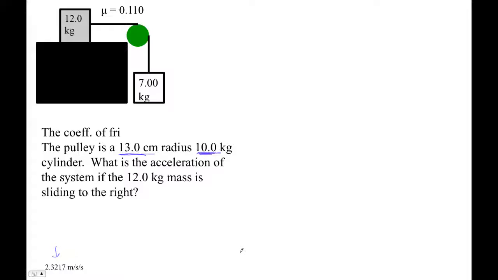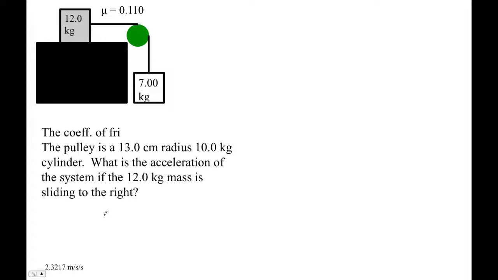Okay. Let me show you how to do this using dynamics, and I think this will pretty much cure you of wanting to use dynamics. Okay, coefficient of friction. All right. Okay. So let's go ahead and just dynamics the heck out of this thing. Okay, and see where that leaves us.